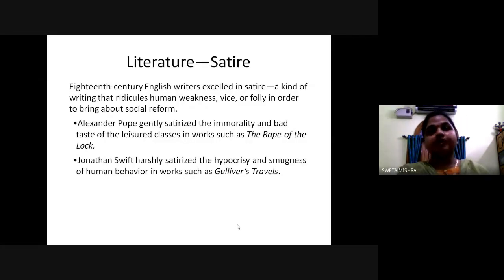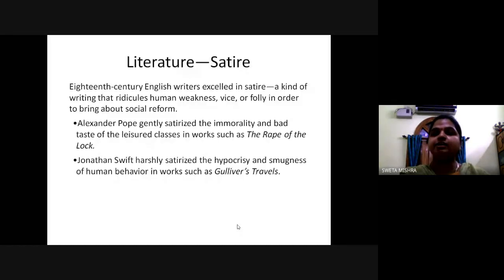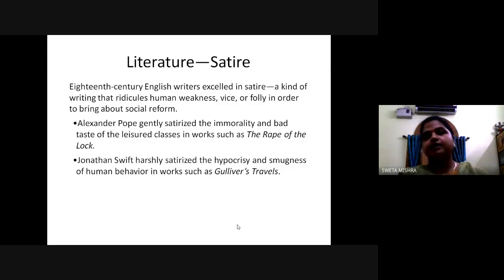Now, I was talking to you about satire. Please remember that whenever you write about the 18th century, you have to talk about satire, because satire was the main form of writing during the 18th century. The writers excelled in satire. Okay, what is a satire? It is a kind of writing that ridicules human weaknesses, vice, or folly in order to bring about social reform.